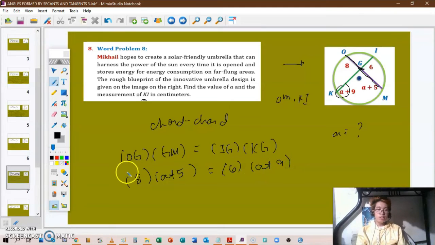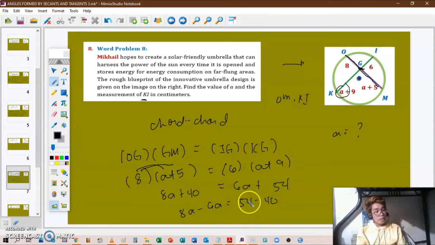Okay, so simply distribute 8 on this one. So this is going to be 8A plus 40 is equal to 6A plus 9 times 6, so that's going to give us 54. Okay, and then 8A minus 6A, so that's going to give us 54 minus 40. And what's 8A minus 6A? So that's simply equal to 2A. 2A is equal to 14.